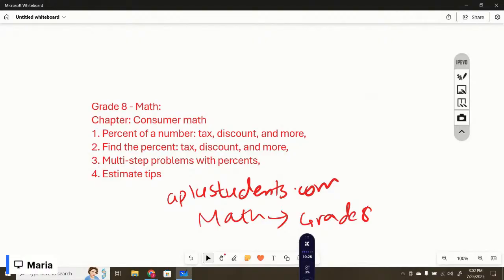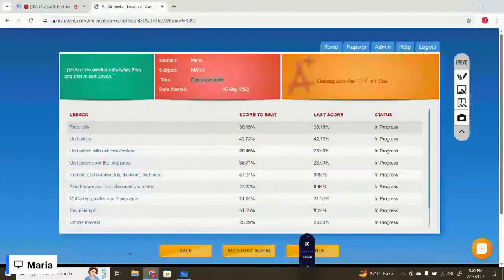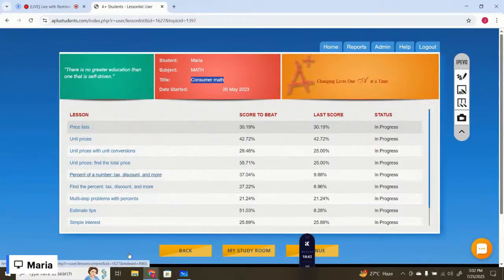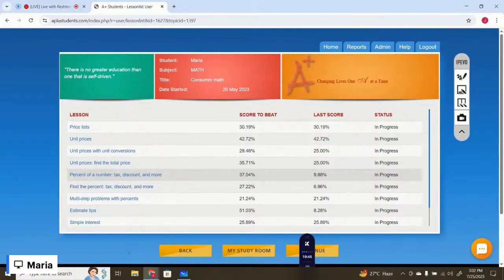So please make sure you have your notebook and pencil so that you can note down the important examples and definitions as well. Here I'm on chapter grade 8 math. Let's just start with the lesson consumer math: percent of a number, tax, discount and more.